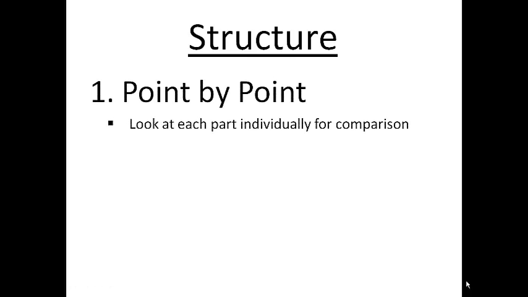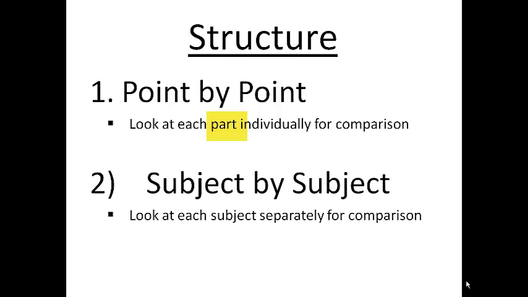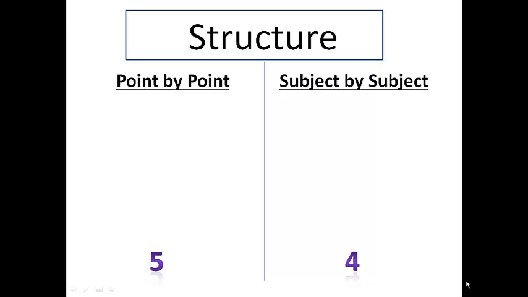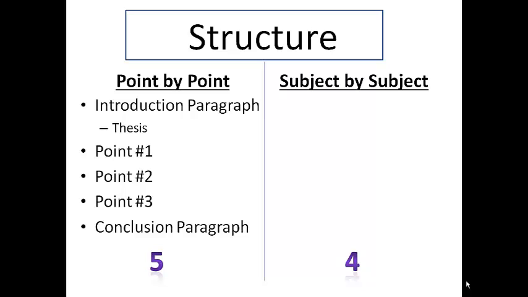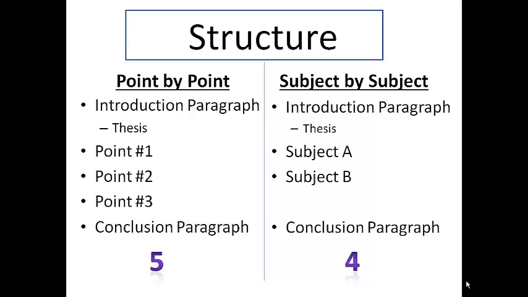There are two structures to use in a compare-contrast essay. The first option is the point-by-point structure. This is where the student will look at each part individually for comparison. The other option is the subject-by-subject structure. This is where the student will look at each subject separately for comparison. The point-by-point essay structure is typically a 5-paragraph essay structure, whereas the subject-by-subject structure is typically a 4-paragraph essay structure.